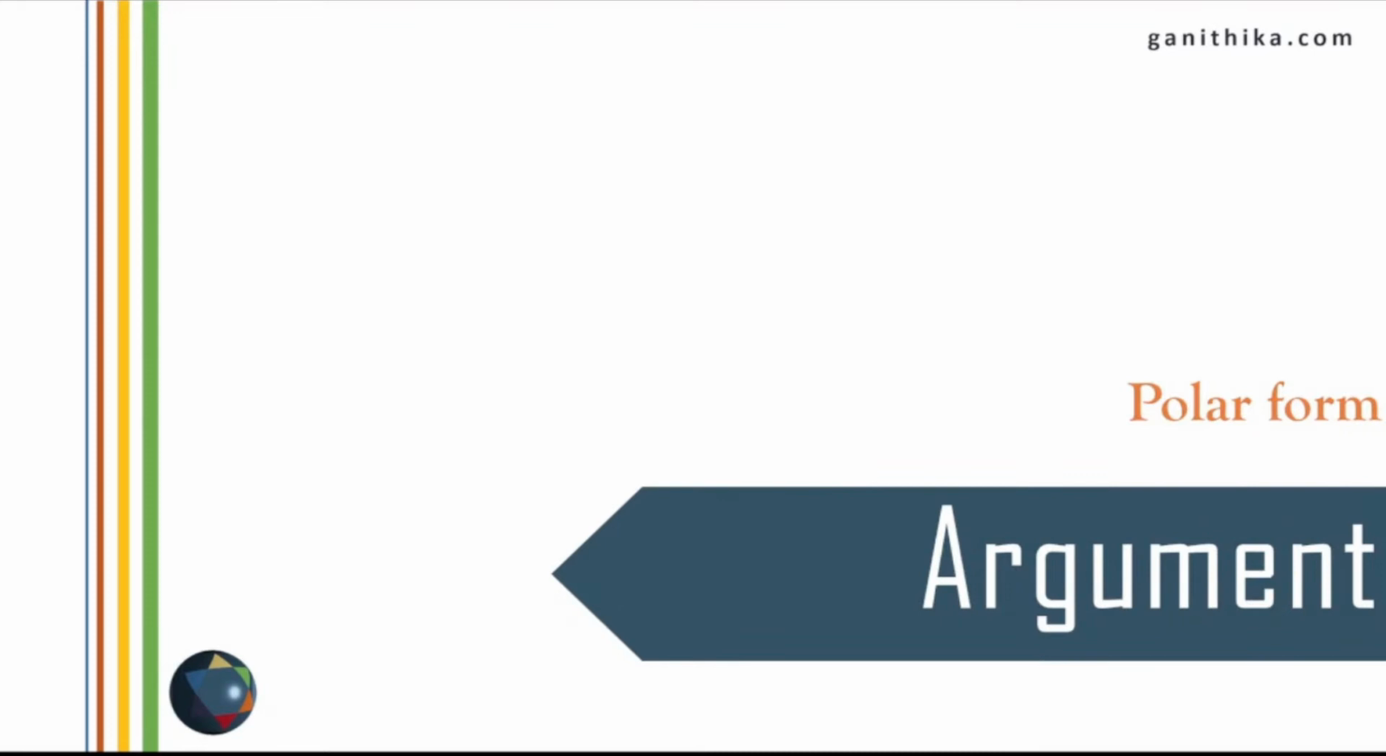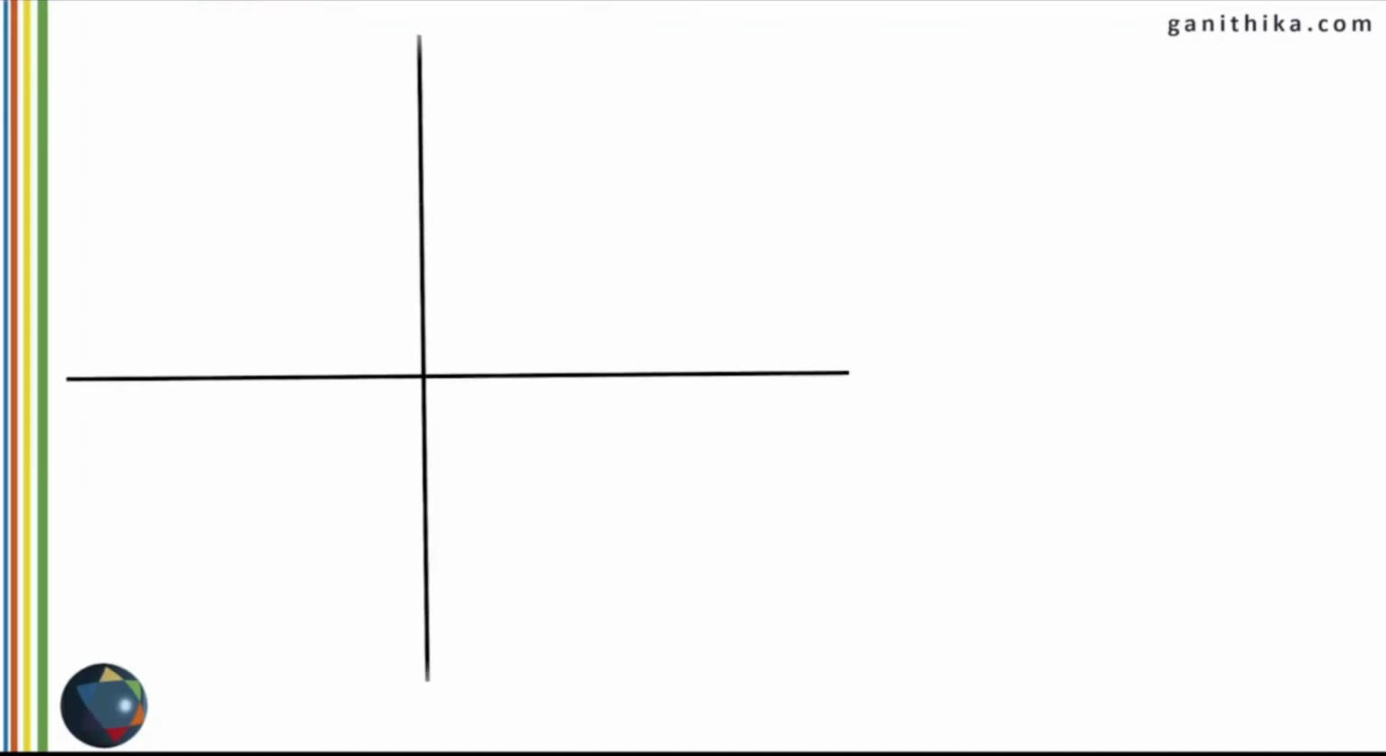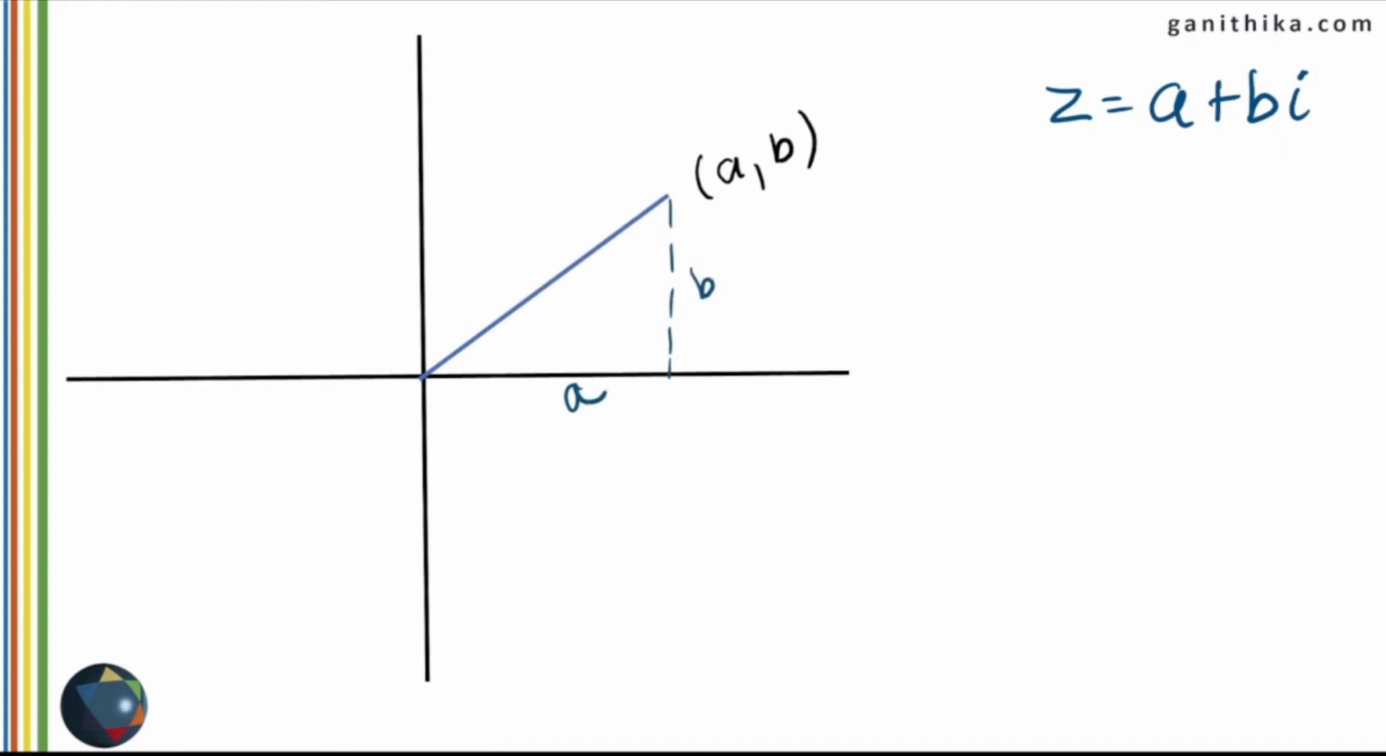Let's consider what the argument of a complex number is. This is also important to convert a complex number into its polar form. Consider this z as a plus bi. This complex number can be represented on an Argand diagram like this. If you consider the positive real axis as 0 degrees, the angle from 0 degrees to the complex number is given as the argument of z.